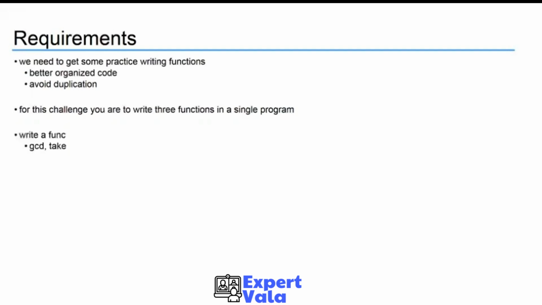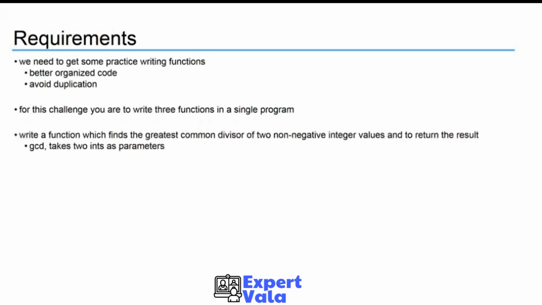I want you to write a function which finds the greatest common divisor of two non-negative integer values and returns the result. You can create a function named GCD. The function should take 2 integers as parameters. The algorithm to find the greatest common divisor is pretty simple. You can look online or find any math book.